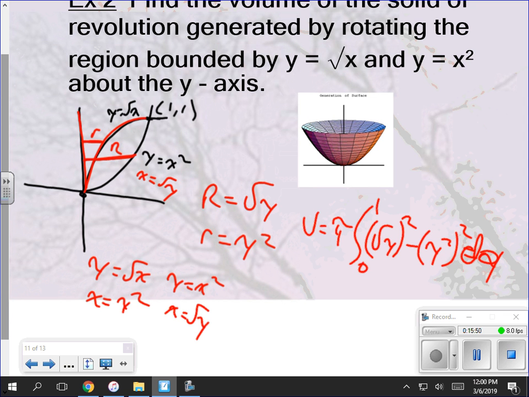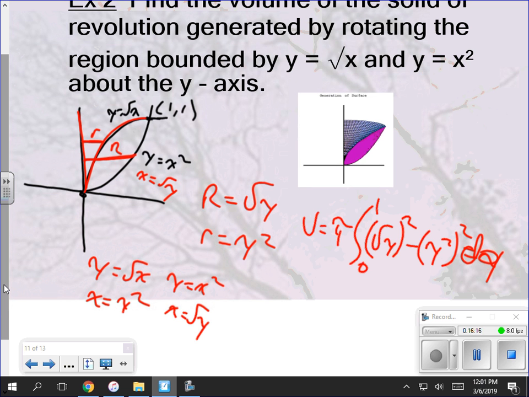Where do they cross each other? Where is y equals the square root of x? Where is y equals x squared? Where are they equal to each other? So set the square root of x equal to x squared. It's going to happen at 0 and 1. Okay, so that's where my bounds come from. They cross at the point 0, 0 and the point 1, 1. So it actually makes it nice for both of those.